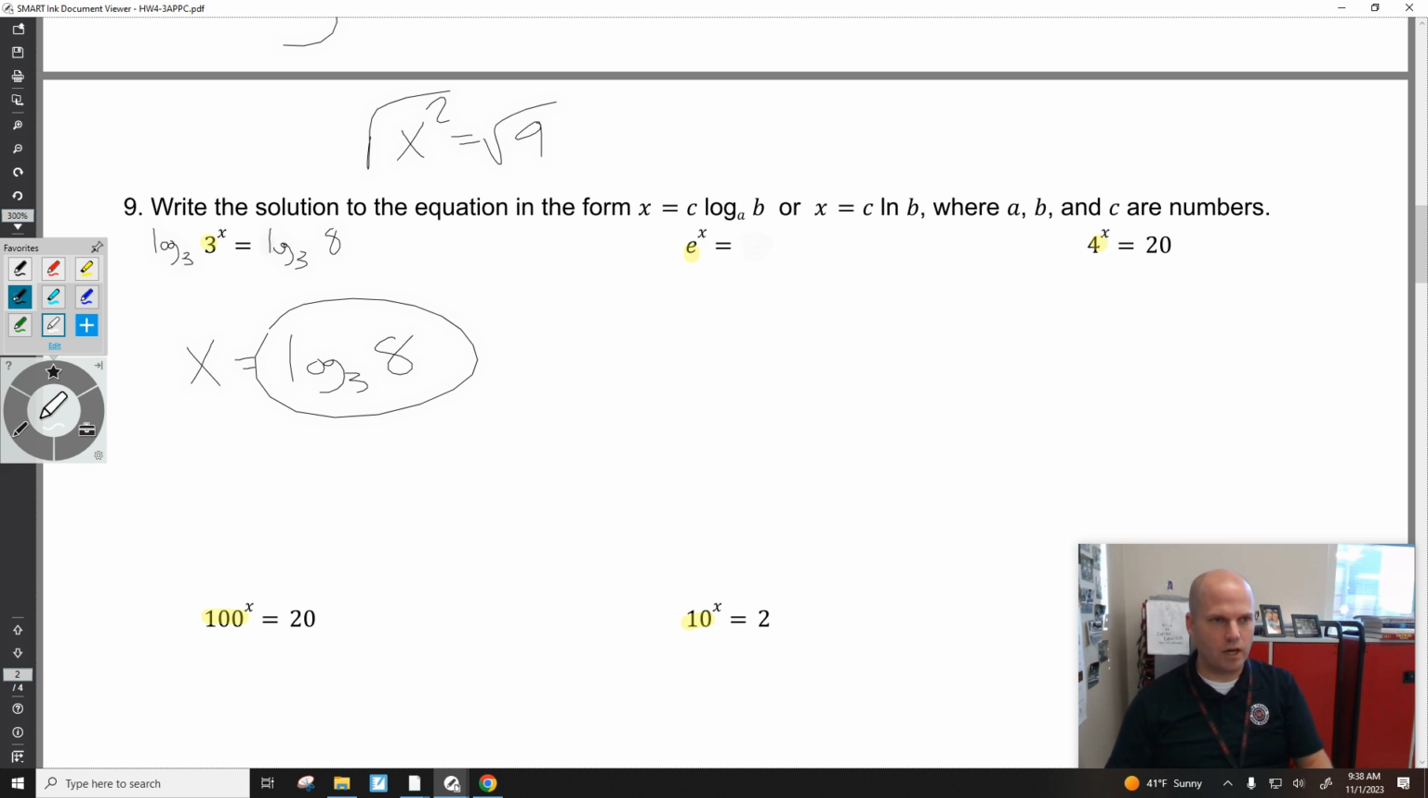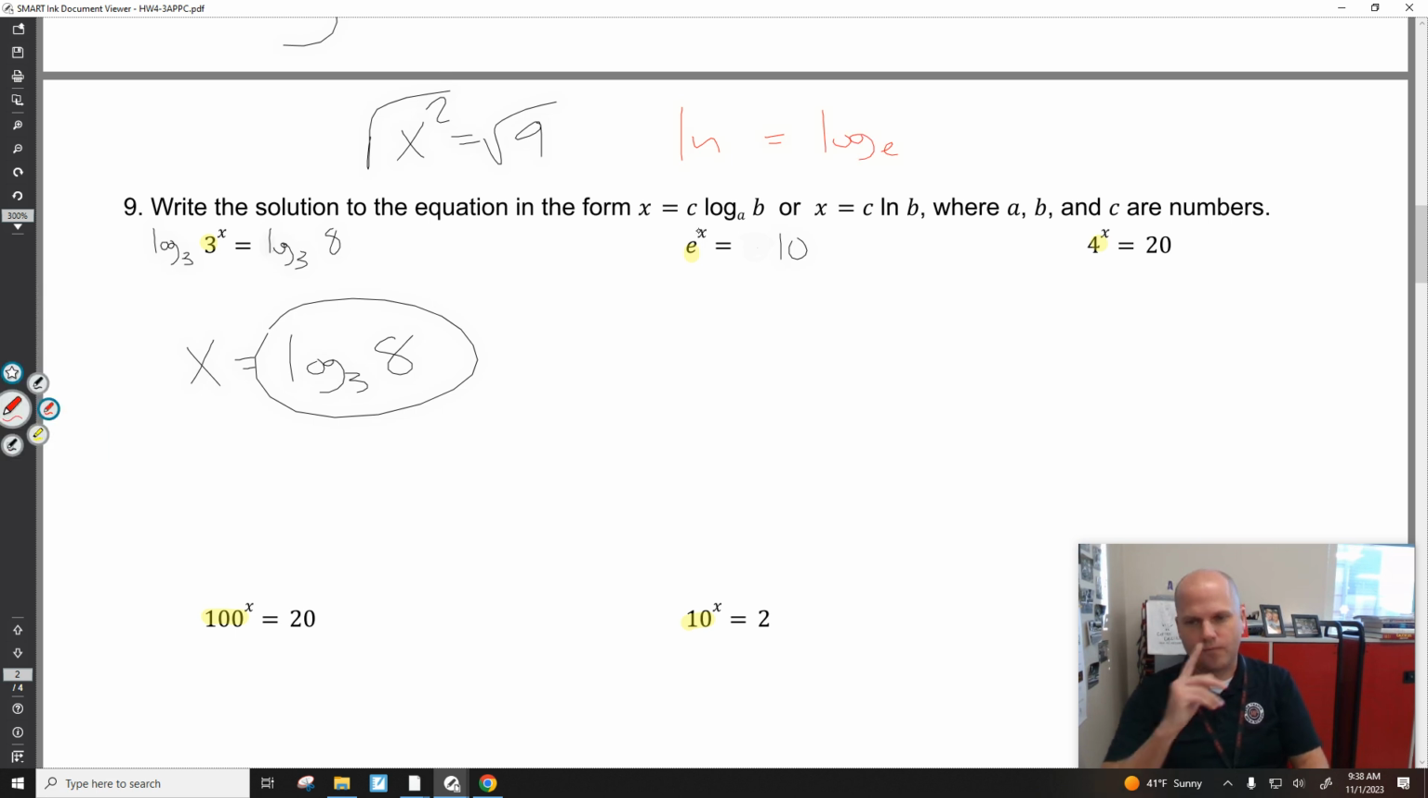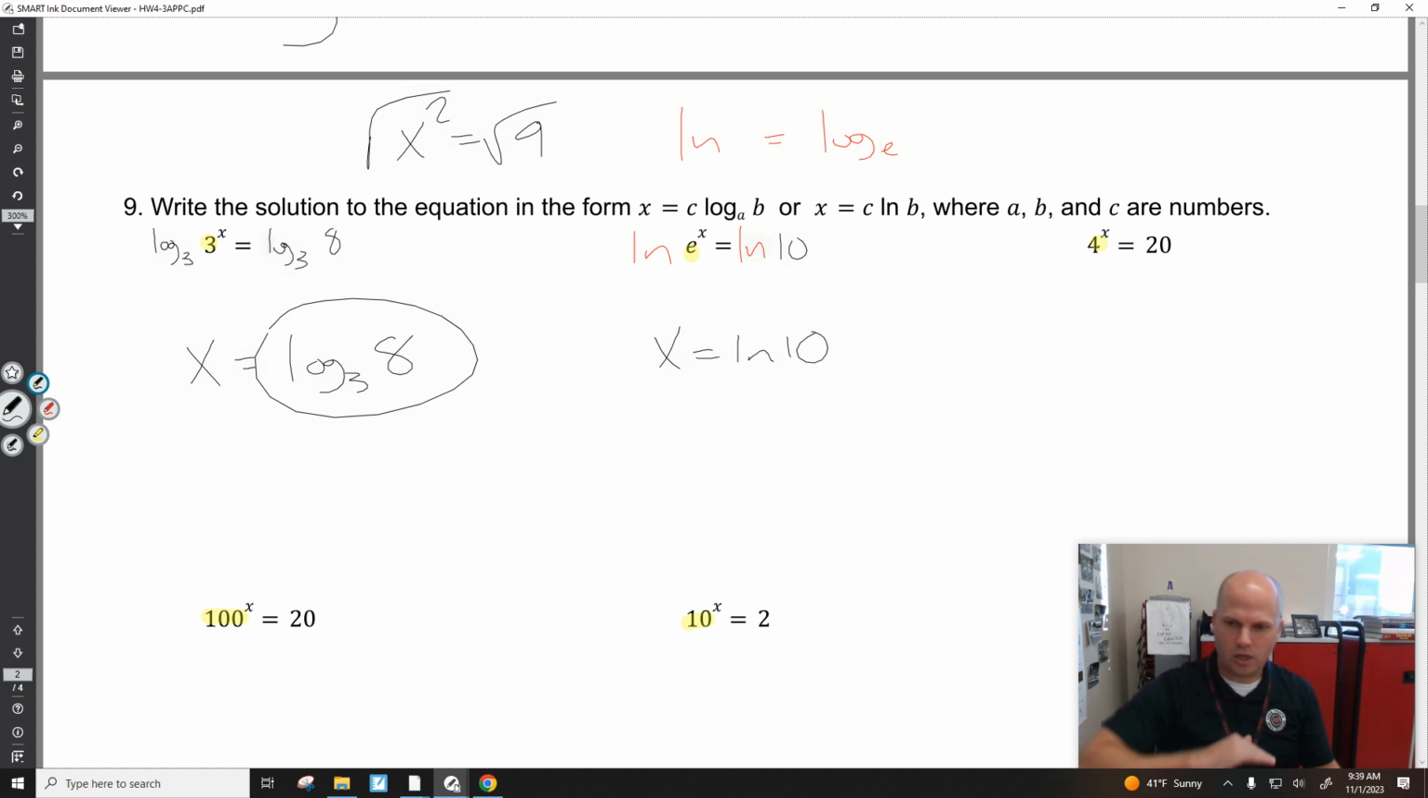If I wanted to write the solution to this equation, e to the x equals 10, I would take the log base e of both sides. Make sure you know that the natural log, ln, is the same as the log base e. Since we see e to the power so often in mathematics, we use a very special notation for log base e, so we don't have to write log base e all the time. We get x equals the natural log of 10. You could plug that into your calculator to get the answer. Back in the day, they had to look it up in a table.